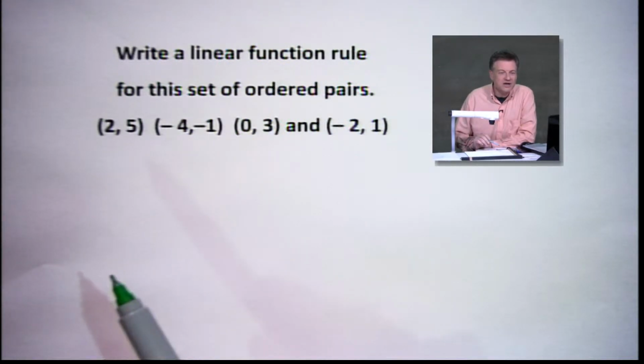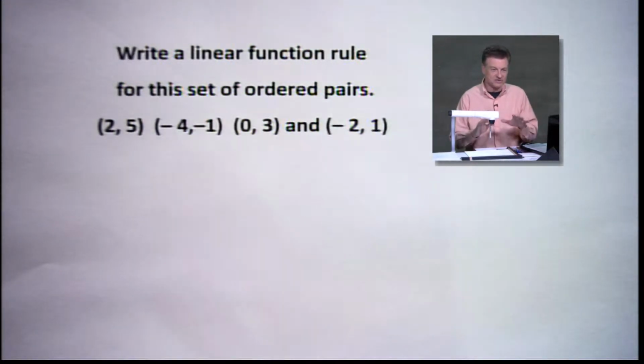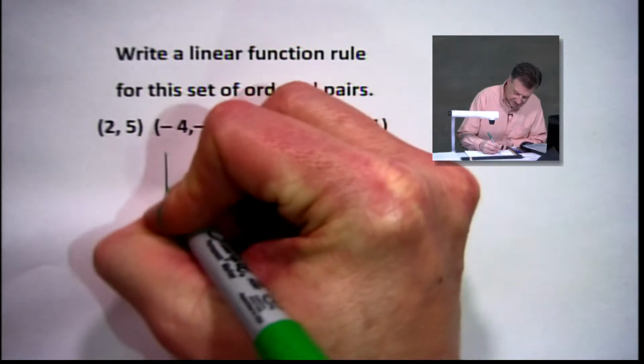We've got write a linear function rule for this set of ordered pairs, and notice ordered pairs simply mean x and y. So these are points that we can graph. They're not just 8 numbers we've thrown out there at random. They're hopefully going to make a nice little relationship that looks like, as we say, a linear function rule. So let's draw a table and see what happens with that.